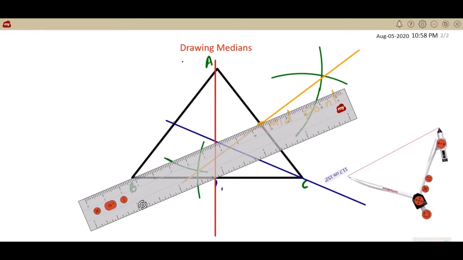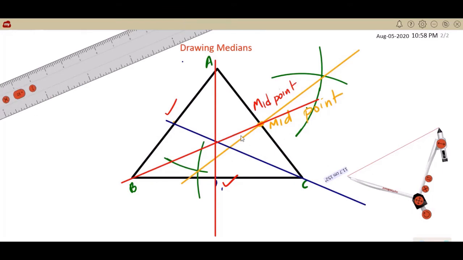Okay, drawing the third median connecting the opposite vertex B with respect to side AC. Here also all of these pass through a common point. They are concurrent, and this point of concurrence is there. This point is called the centroid. The centroid is the point of concurrence of the medians of the three sides of a triangle.